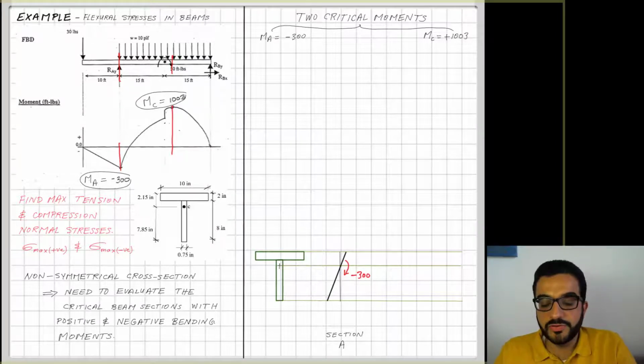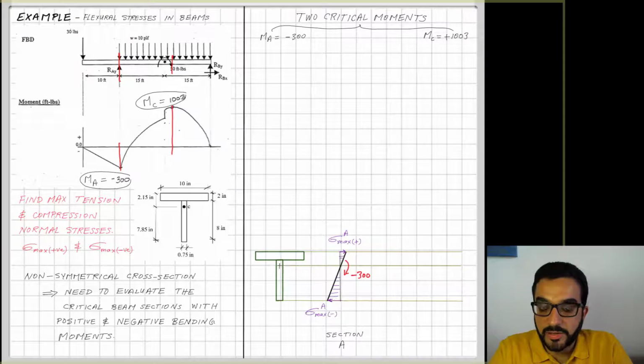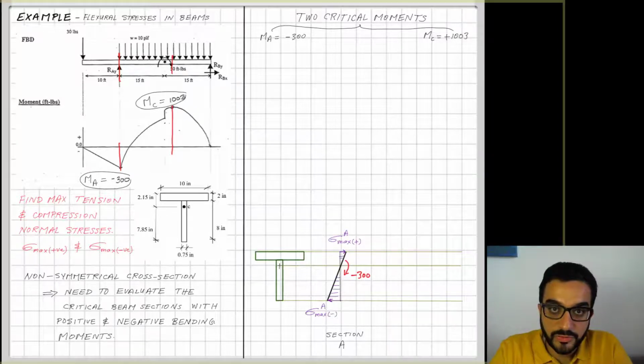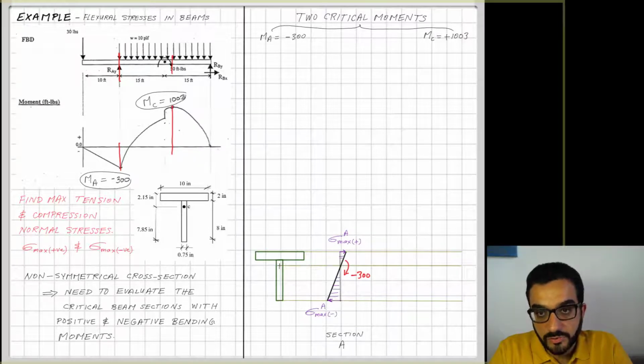So I'm looking sideways in that section at A. And if I now give notations for the maximum stresses developing in this section, the top is a positive moment like we explained, so I will call it sigma max positive A, and the lower one is sigma max negative A. And unlike symmetrical sections, where the top and bottom stresses are equal, this is not a symmetrical section.